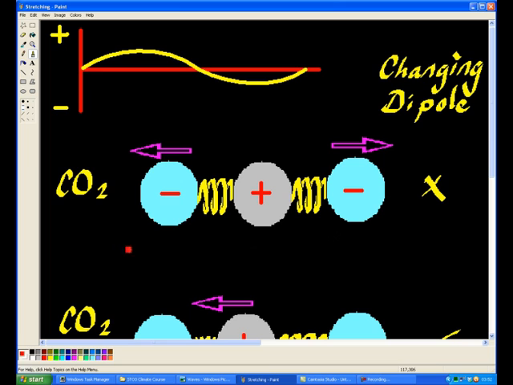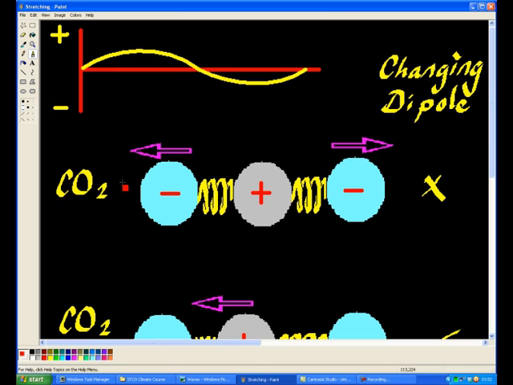Now, the carbon dioxide molecule can vibrate in many different ways, and not all the ways of vibration will emit infrared radiation, and we're going to have a look at that. What you need to remember is, if we go back to this diagram, this shows a changing dipole, and the changing dipole is creating an electromagnetic wave. So that's what we're going to be looking at when we're looking at the modes of vibration.